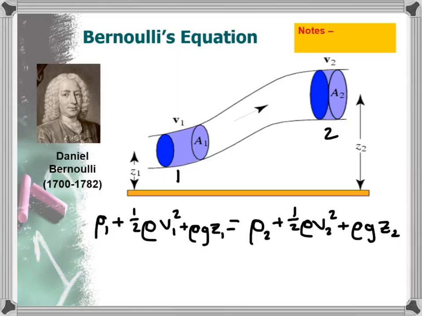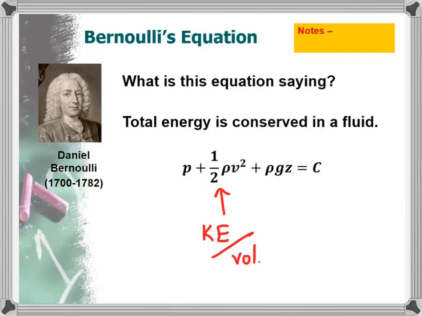Now, okay, let's recap what this equation actually is saying. First of all, it's saying that the total energy in the fluid is conserved. This quantity, if I calculate P plus 1/2 rho V squared plus rho times g times z, if I calculate that anywhere in the fluid, it's going to be constant. So I can pick 2 points in the fluid, calculate this sum, and those two sums are going to have to be the same at those 2 points in the fluid. This equation is saying total energy is conserved.